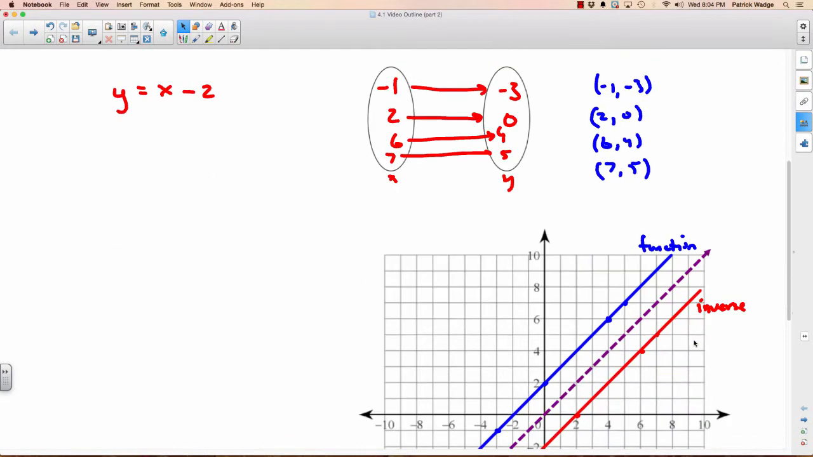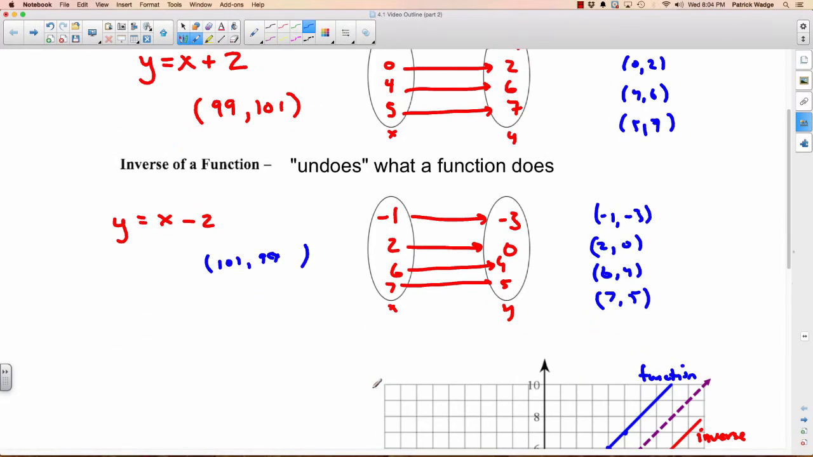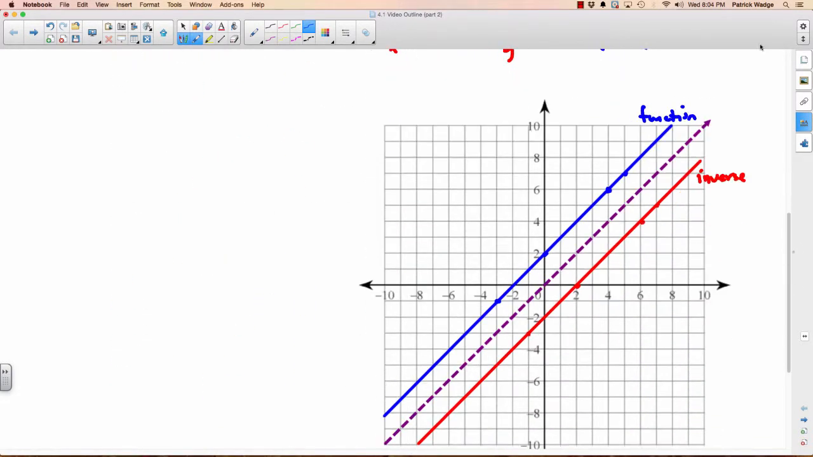So if I told you there's a point on this function right here, and let's say one of the ordered pairs that works in this function is 99 and 101. Quick, if that's the truth, what is one of the points that must work in this one? 101, 99. You just have to switch the order. Okay, so there's two things we've noticed. A third thing we've noticed is once you've drawn the two, there's a reflection line that's right in between them.